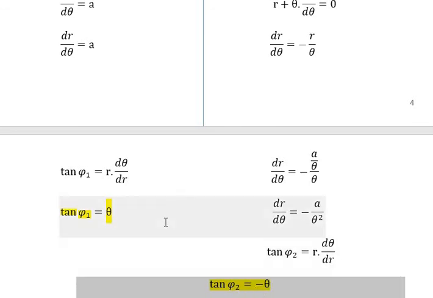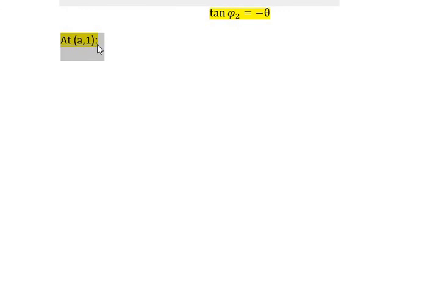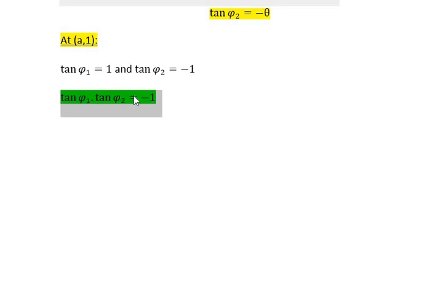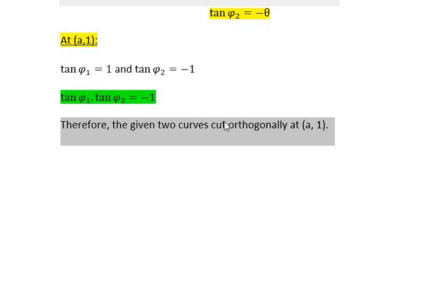Now let us find out the values at the points of intersection. At the point (a, 1), the tan φ1 value is 1 and tan φ2 value is -1. So the product tan φ1 into tan φ2 is -1. This is the condition for orthogonality of the curves. Hence these two curves are orthogonal at the point (a, 1), meaning they intersect at 90 degrees.